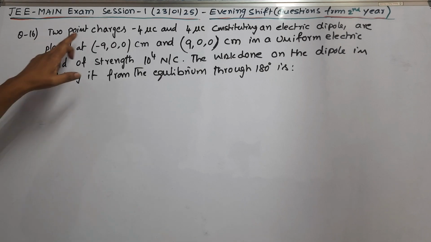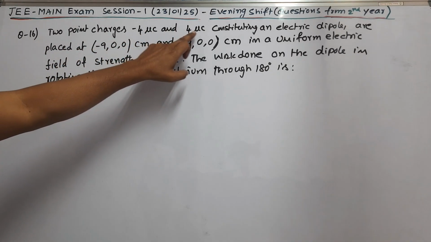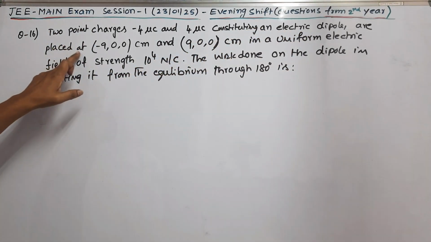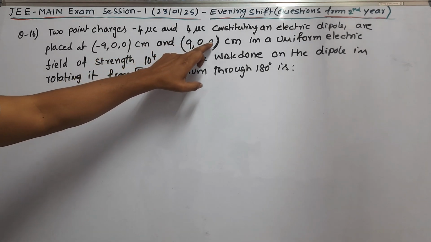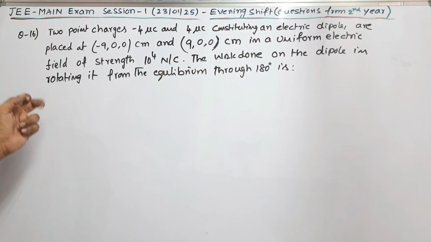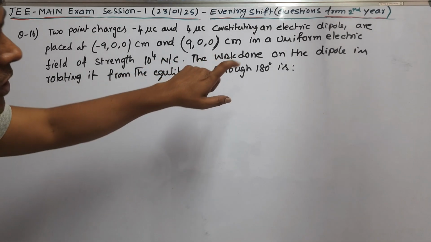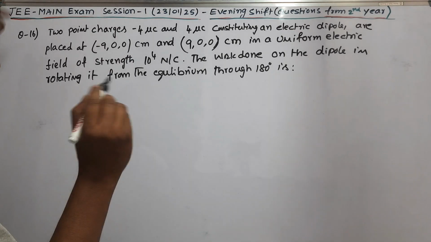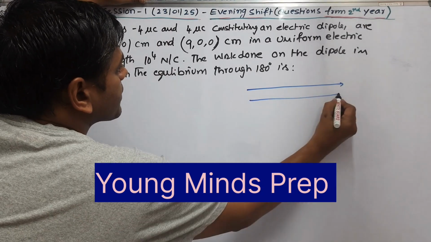Okay, the 16th question. Two point charges, minus 4 microcoulomb and 4 microcoulomb, constituting an electric dipole, are placed at minus 9, 0 centimeter and 9, 0 centimeter in a uniform electric field of strength 10 power 4 Newton per coulomb. The work done on the dipole in rotating it from equilibrium through 180 degrees is asked. This is a uniform electric field.